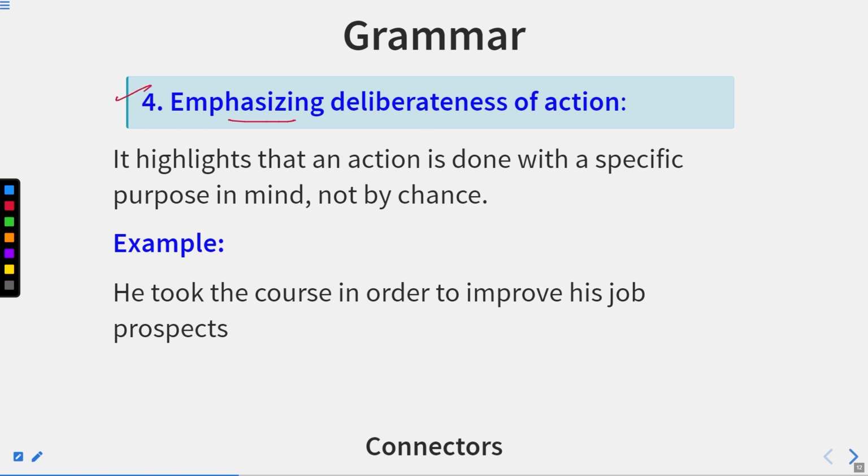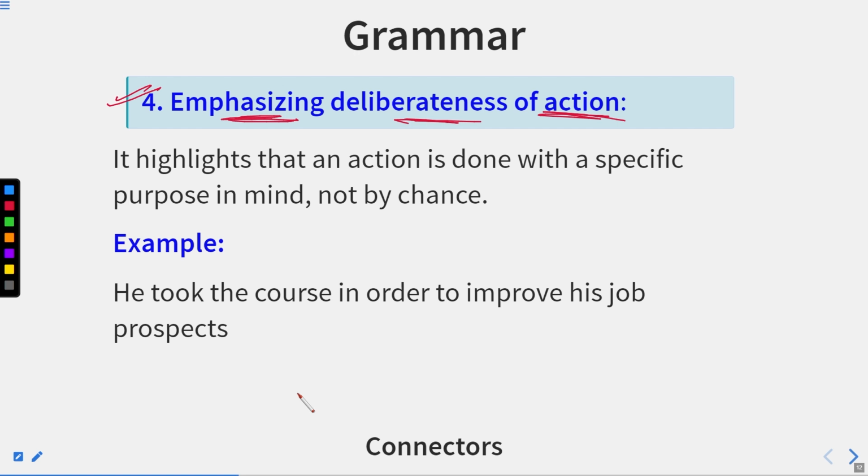Now this one is very, very important. Emphasizing deliberateness of action. Whenever we are using "in order to," we are emphasizing the motive more rather than the action. It highlights that an action is done with a specific purpose in mind. Whatever action has been done, there is a purpose, a motive, a strong motive behind it. So it is done deliberately, not by chance, it is a fully planned action.